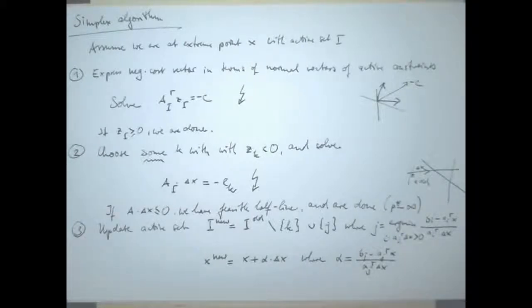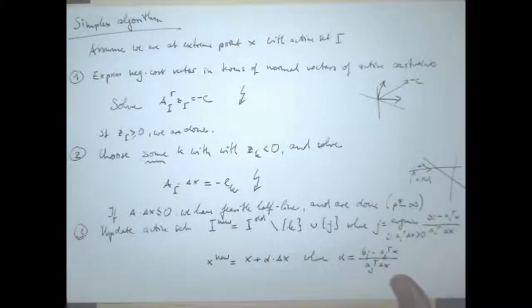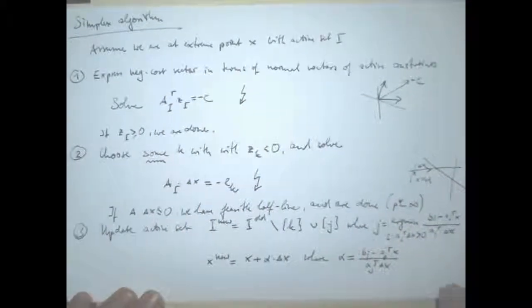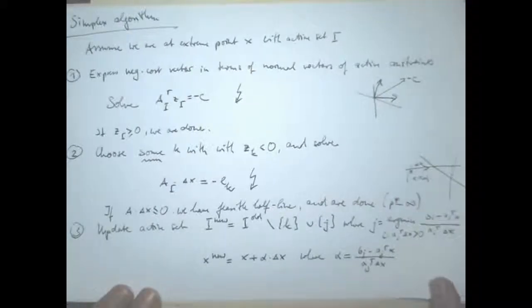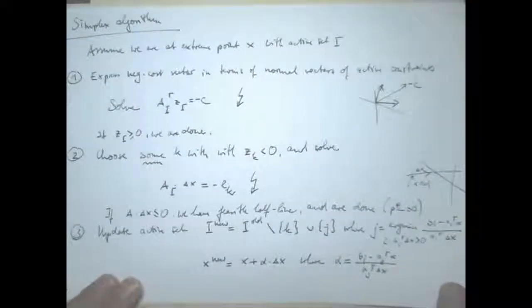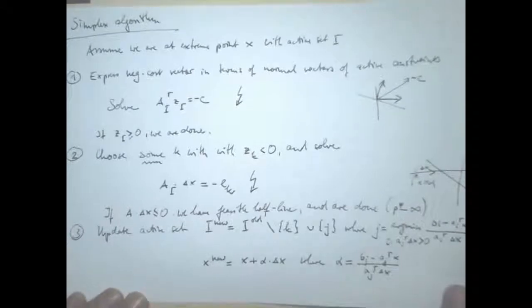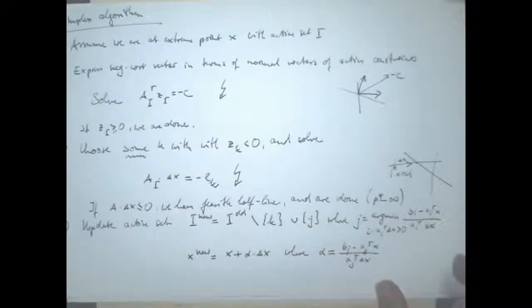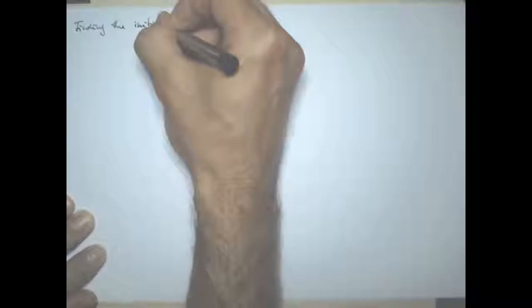So there's our simplex algorithm, which assumed that we start at an extreme point. This is the final problem that we need to solve. How do we make sure that we start at an extreme point? And here comes the trick. So finding the initial extreme point to start with.